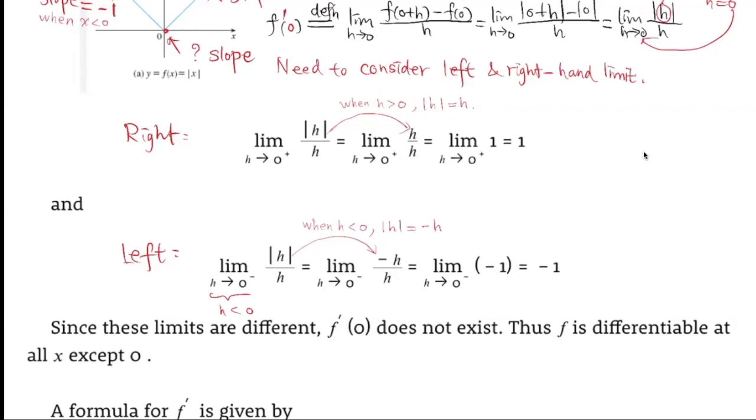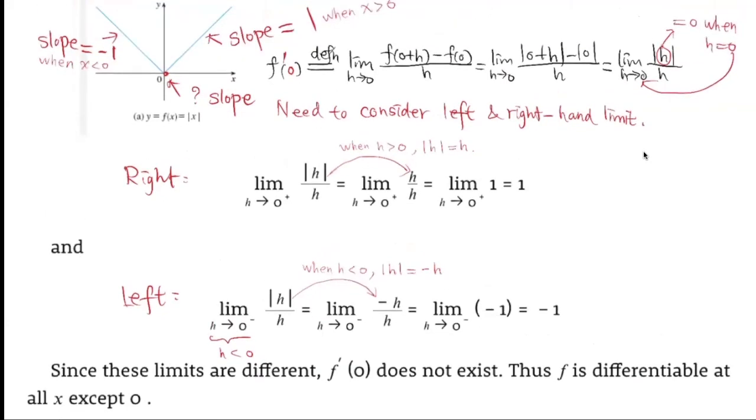Now, since the left hand limit and the right hand limit are different, f prime of 0 does not exist. So the function is not differentiable at 0, but it is differentiable everywhere else. So 0 is the only number at which the function is not differentiable.